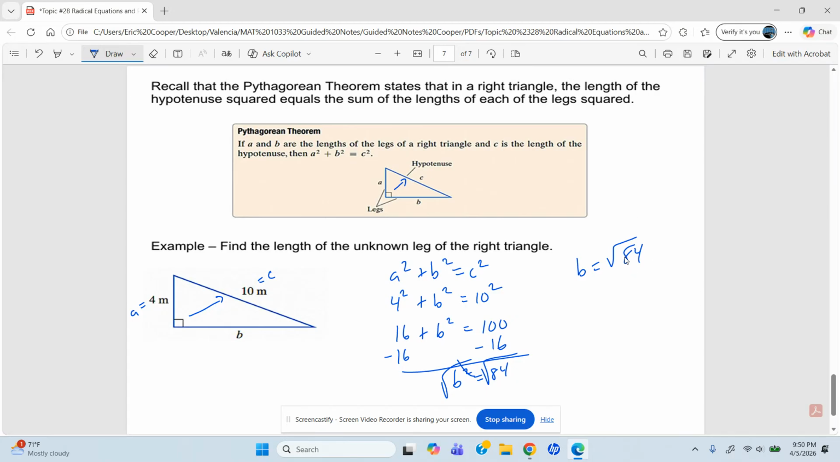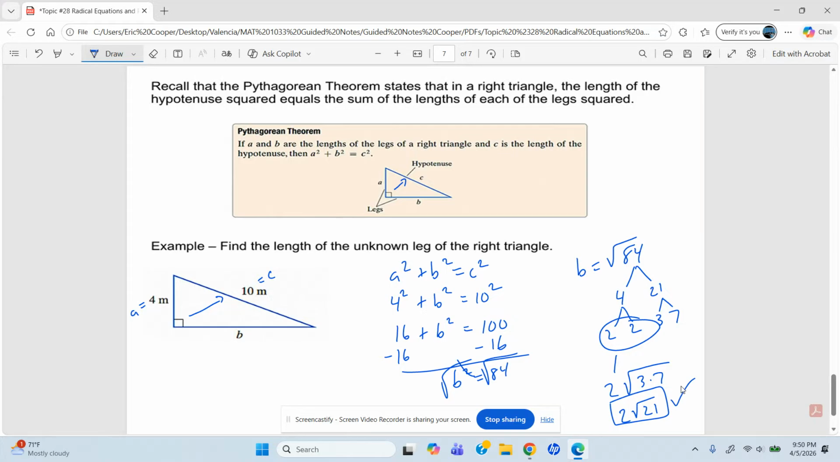Now we know how to simplify, so let's check and see, can this simplify? I know that 4 can go into 84, and it can go in 21 times. 4 becomes 2 times 2. 21 becomes 3 times 7. It's a square root, so I have one group of 2's. That comes to the outside. The 3 and the 7 go back inside, and it makes 2 square root of 21.